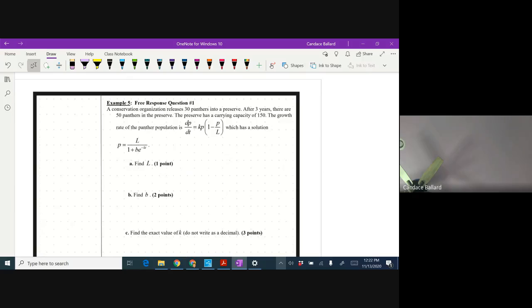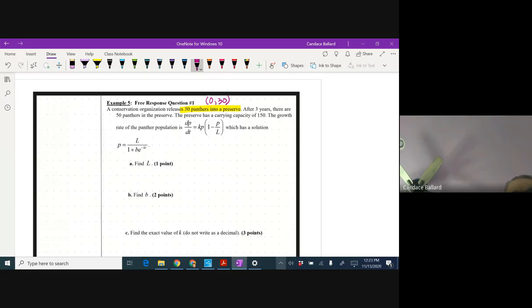Okay. All right. So a conservation organization releases 30 panthers into a preserve. So what is the 30 panthers? If we're releasing them into the preserve, what do we call that? There we go. Good. Initial condition. So my initial condition is actually (0, 30). Doesn't hurt to write that down somewhere.